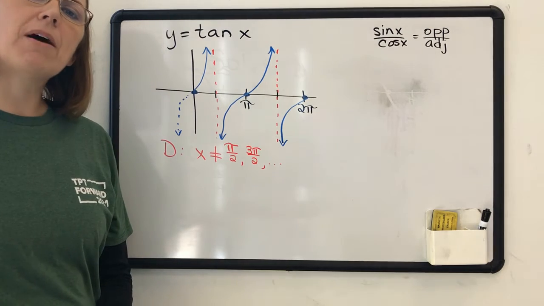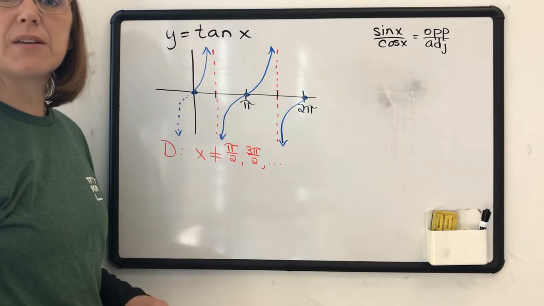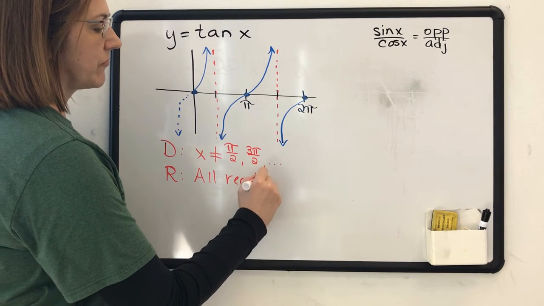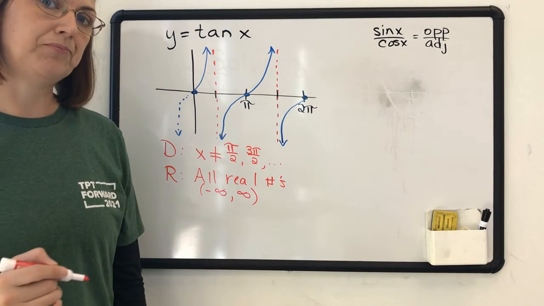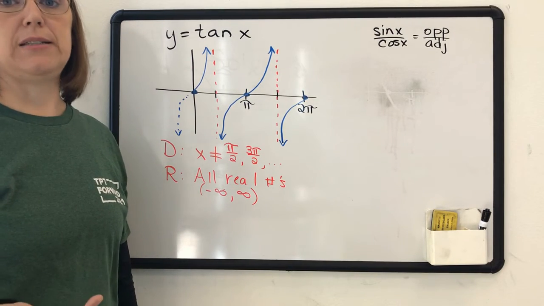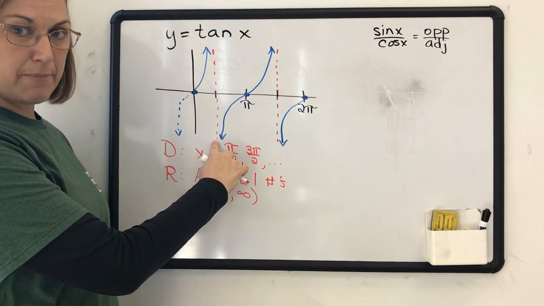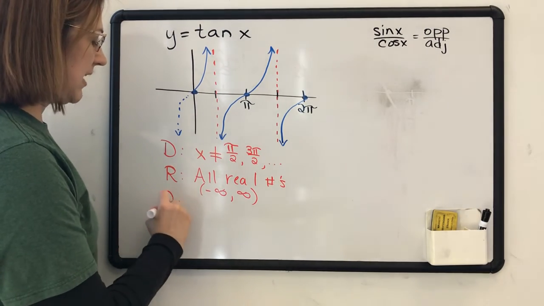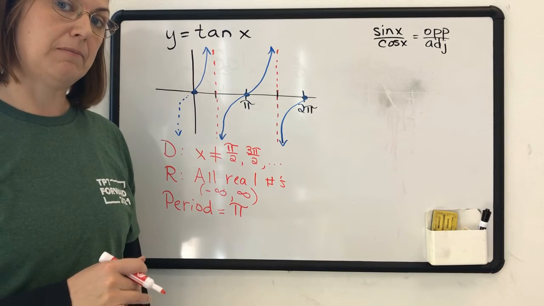So looking at your graph now, what about the range? Yeah, these y values go all the way to negative infinity and they go all the way to positive infinity. So my range here is all real numbers. And remember, we can write that as negative infinity to positive infinity if we're using interval notation. What about the period? So how long does it take for this graph to repeat? Well, one cycle of the graph is between 1/2 pi and 3/2 pi. So that takes a distance of pi. So the period of the tangent graph is just pi. That makes it a little different than sine and cosine.